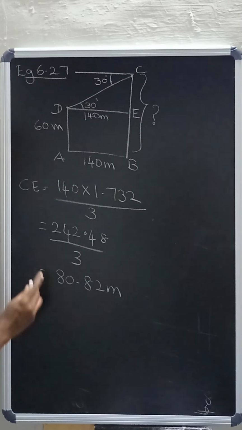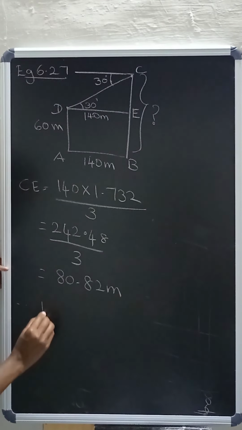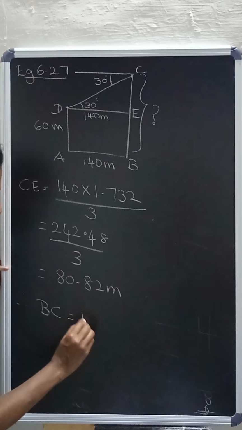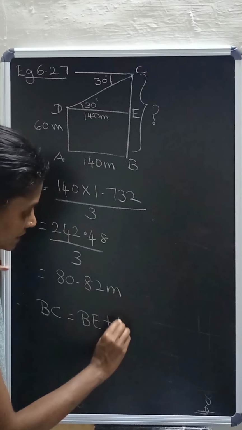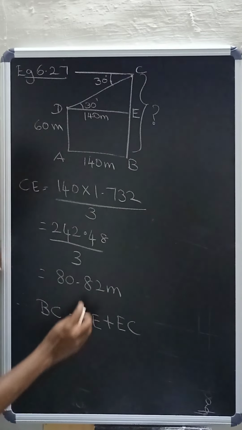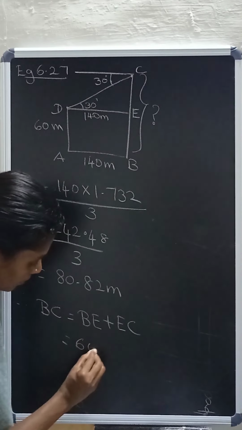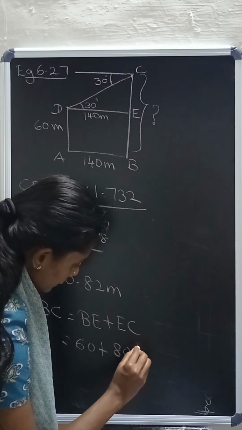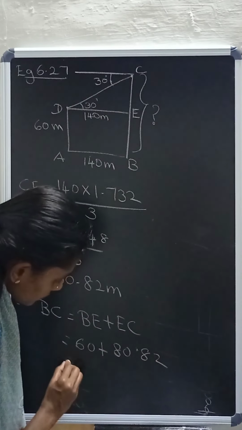So CE is equal to 80.82 meters. Therefore, the length of the second building BC is equal to BE plus CE. BE value is 60 plus 80.82.